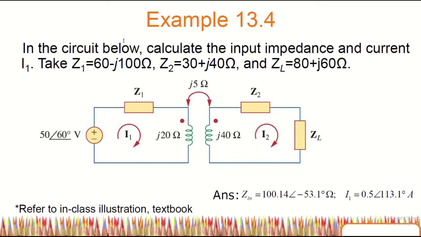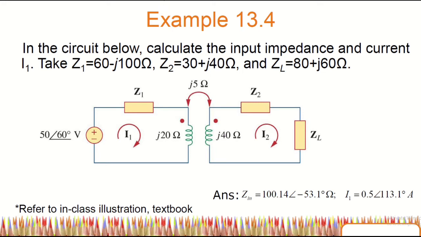So let's look into this example. In this circuit below, calculate the input impedance and current I1, which is at the primary coil. Take Z1 equal to 60 minus J100 ohm, Z2 equal to 30 plus J40 ohm, and ZL, which is this over here, is equal to 80 plus J60 ohm. So we have V1 as Z1, Z2, and ZL, and they also give the value for JWL1 and L2, and also they give the value of M here.